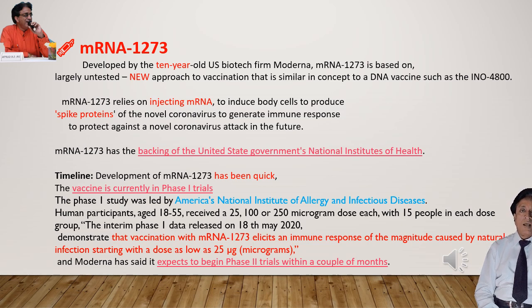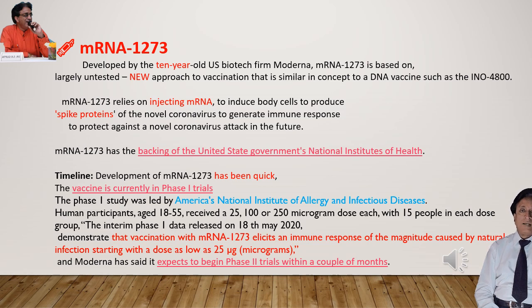Phase 1 study was led by America's National Institute of Allergy and Infectious Diseases, and the 15 participants in each group were given a dose of 25 microgram, 100 microgram, and 250 microgram. And with the results, it is found that even with the 25 microgram dose, patients were able to develop a good immunological response, as was seen in patients infected with the coronavirus and who developed COVID-19. So the initial results were declared on 18th May 2020.